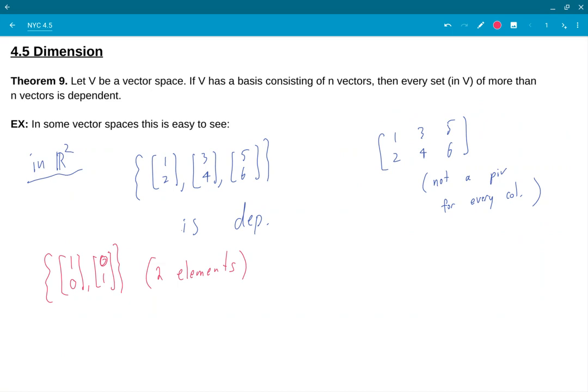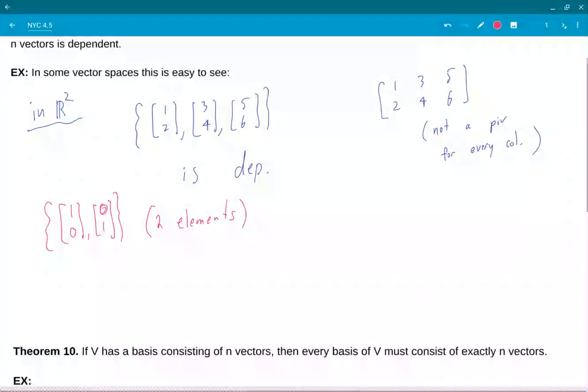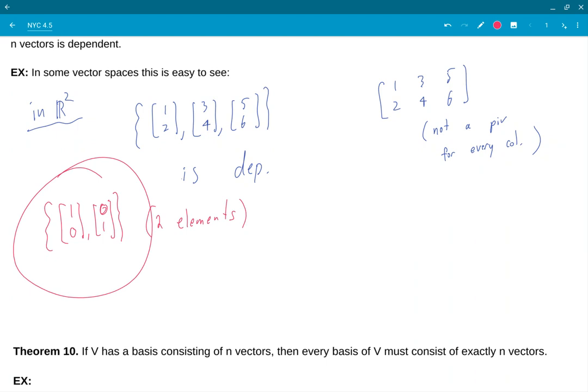Okay, moving forward. Next thing is actually the clincher here. Again, we're trying to define dimension in some sensible way. Now we're going to go a little bit further with this next theorem. What are we saying? We're saying that if you have a basis with 2 elements, then every other basis for R2 is also going to have 2 elements.